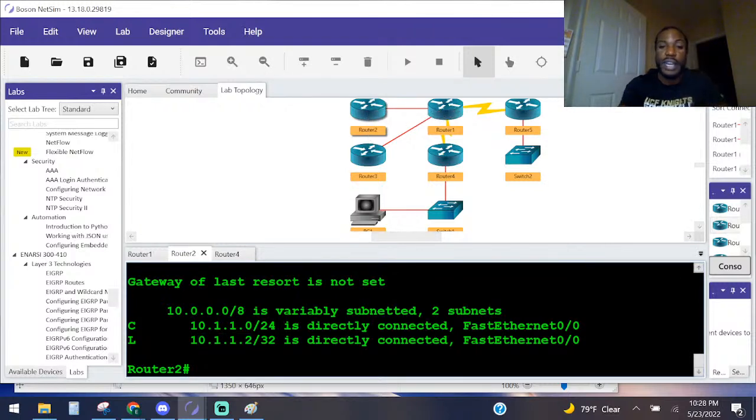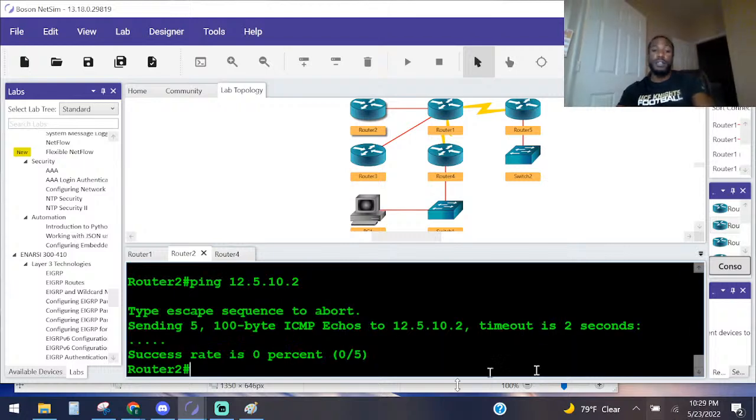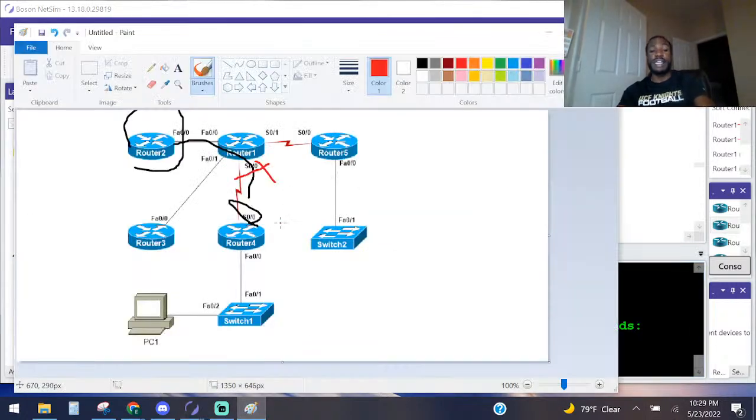But they also said to go ahead and ping that router 4 interface, which is 12.5.10.2. And it did not work, right? Why do the pings from router 4 to router 2 and from router 2 to router 4 fail? Obviously, they're remote networks. They're not directly connected to each other. So he should be able to ping that guy, but he can't ping this guy because he's not directly connected until we make a route.